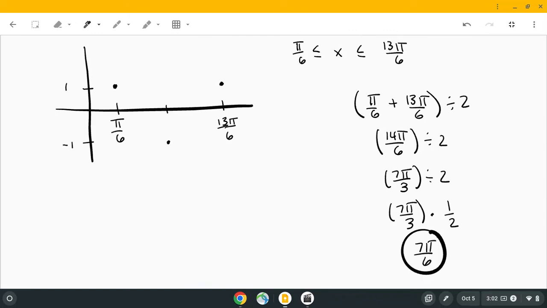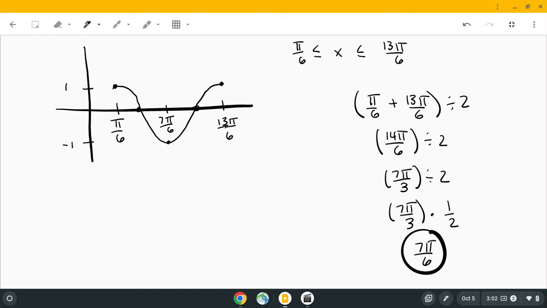Okay, so if you want to label your axes, you can. Okay, all right, and then halfway here is 0, halfway here is 0. So this would be my graph. Let me do that a little bit better. Okay, so that would be your graph.